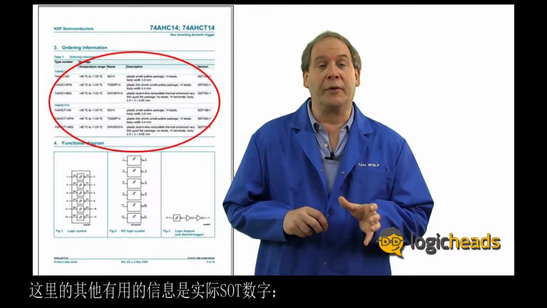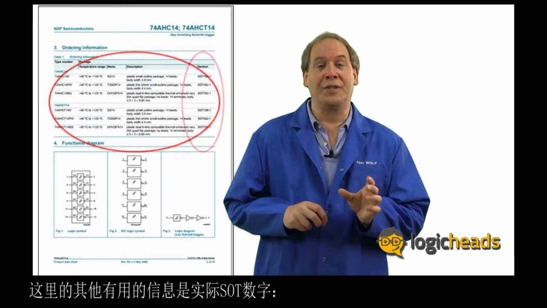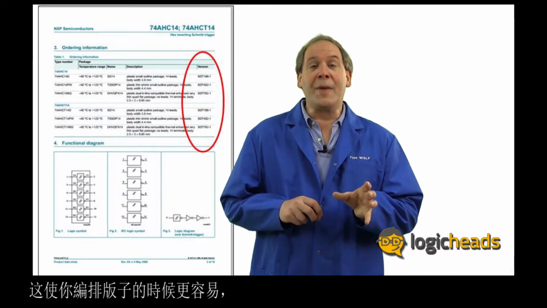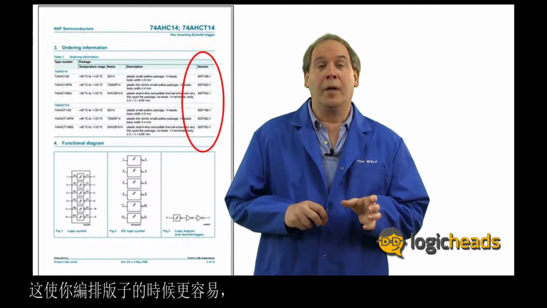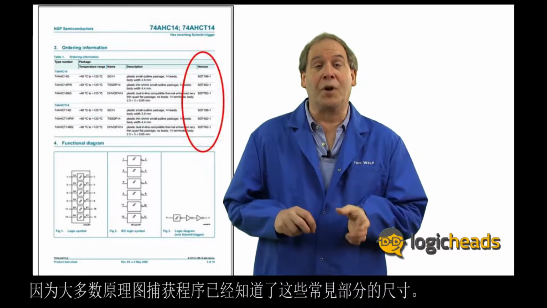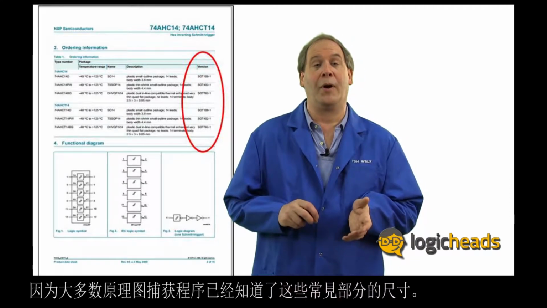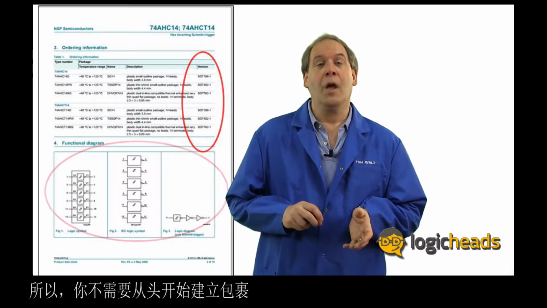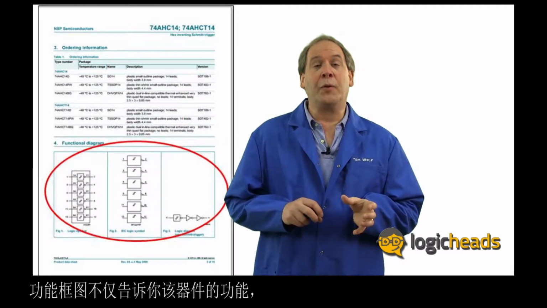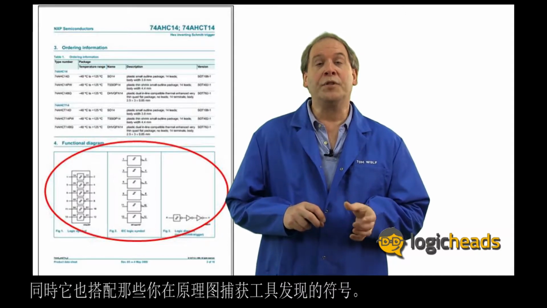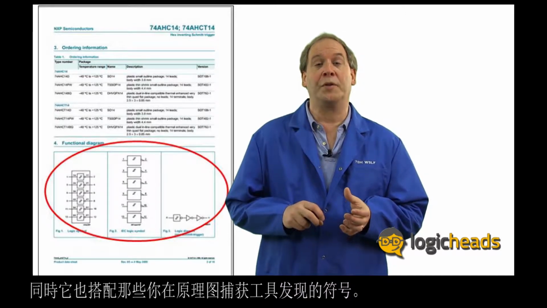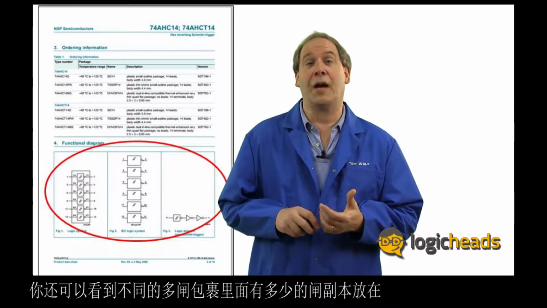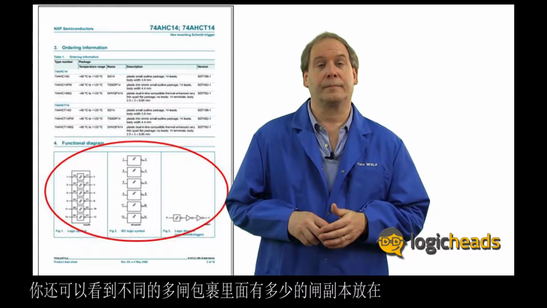Now, the other useful information here is the actual SOT number. This is the industry standard package definition. This makes it easier when you're laying out a board because most schematic capture programs already know the dimensions for these common parts. So you don't need to go out and create a package from scratch. The functional diagram tells you not only the function of the device, but it also matches the symbols that you would find on your schematic capture tool. You can also see how many copies of the gate are inside some multi-gate packages.